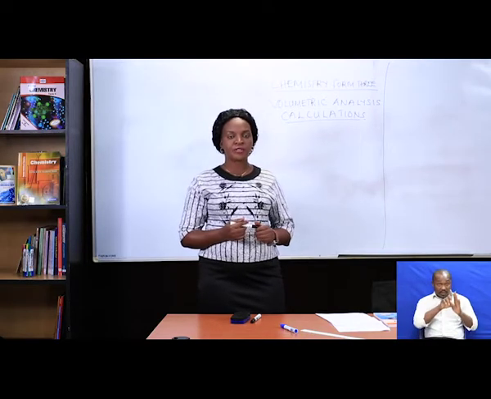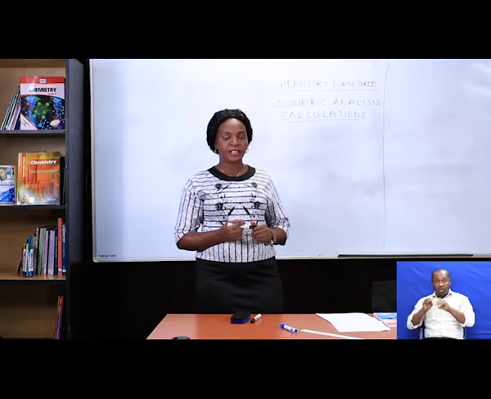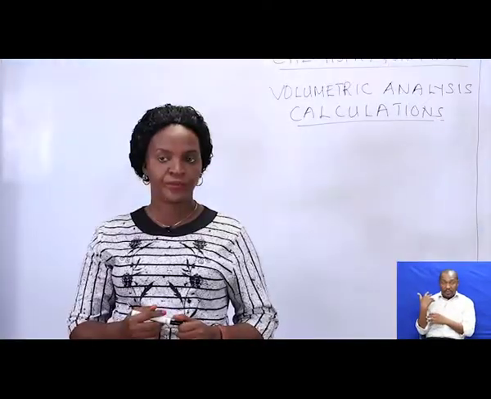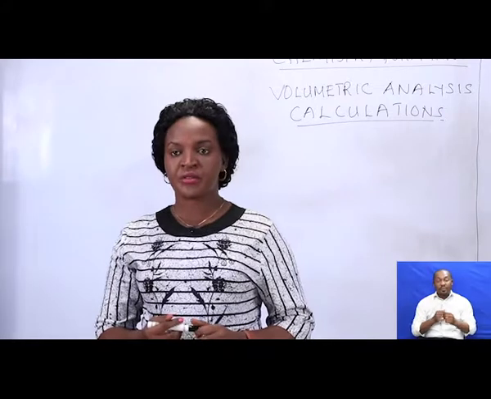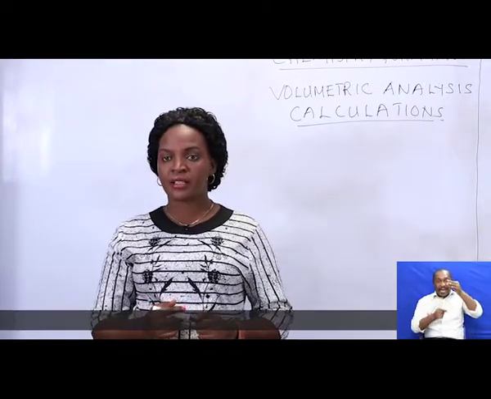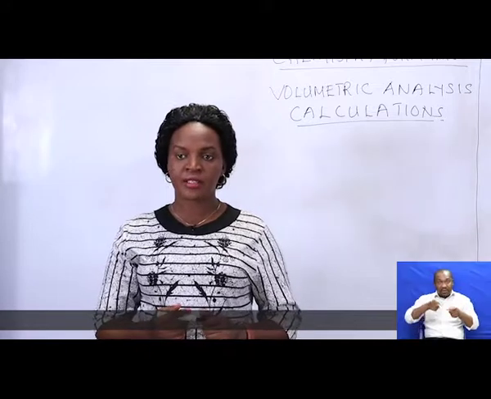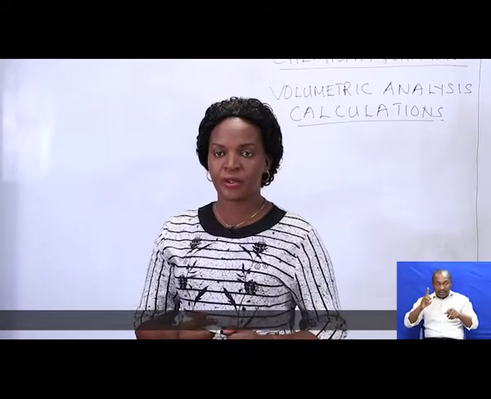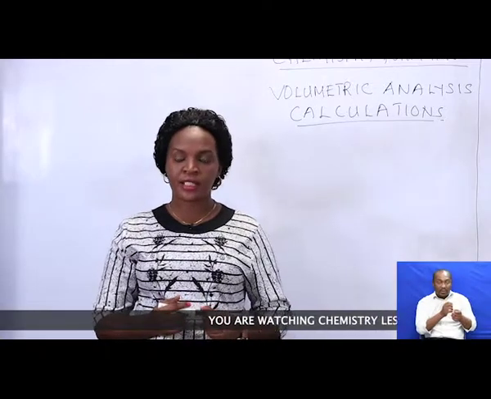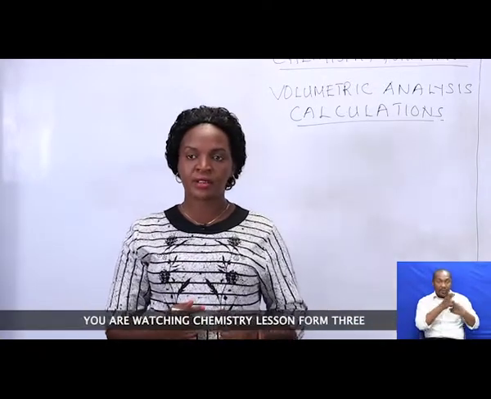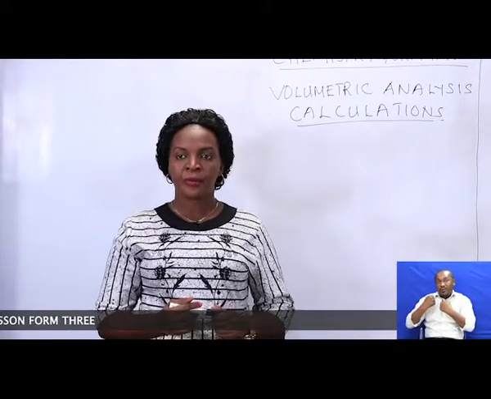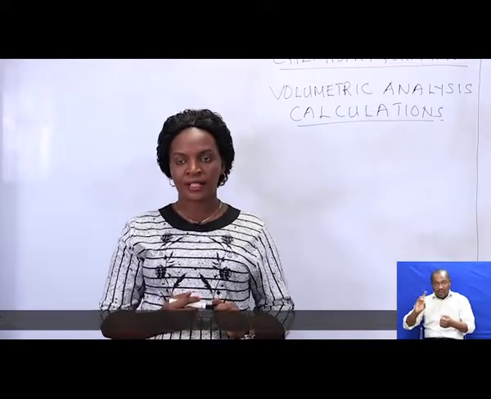Before we go to see the example of calculations, let us remind ourselves about the previous discussion. We were discussing titration, and we said titration is a process of adding acid to a base slowly until we reach the end point. We also discussed the choice of indicator, which depends on the strength of the acid and base. And we also saw the table of results.